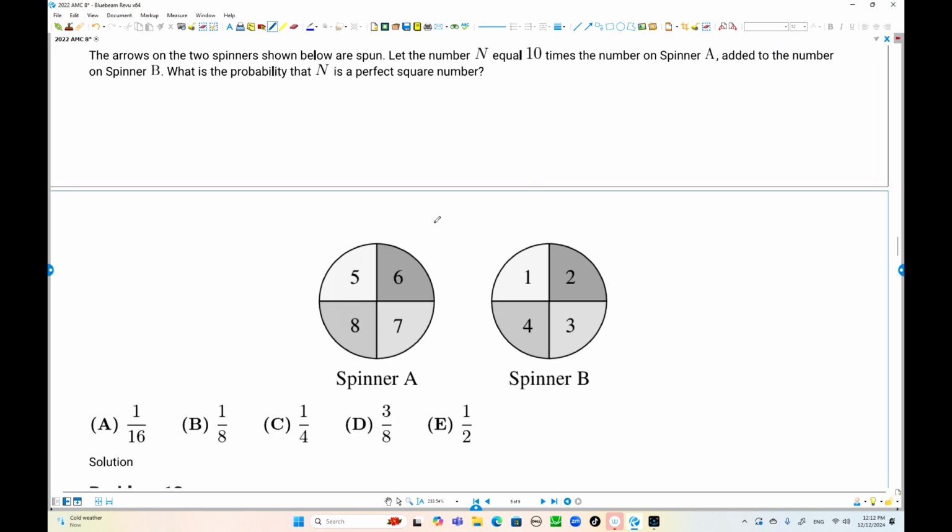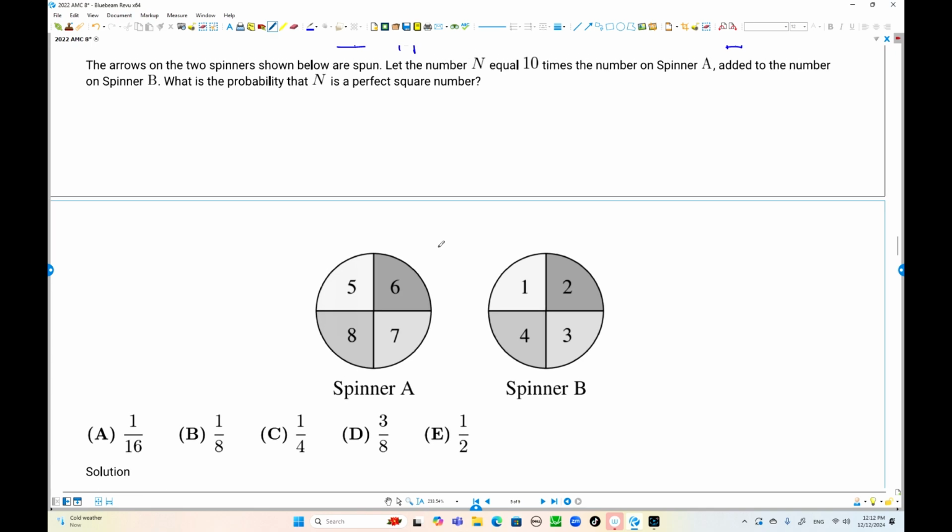Okay, the spinners. There is a constraint over here. The number made over here, 10 times spinner A, gives 50, 60, 70, 80. And then plus spinner B over here, right? Two numbers. This one should be a perfect square number.